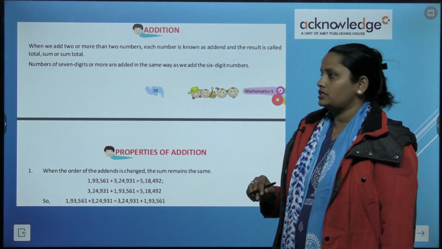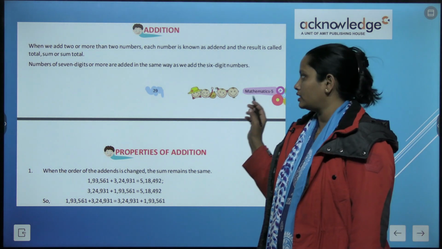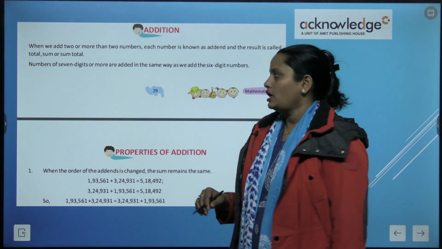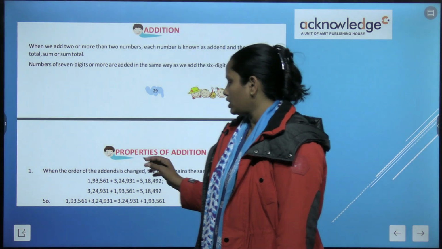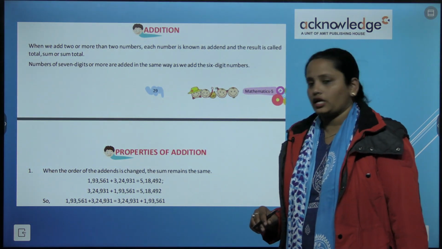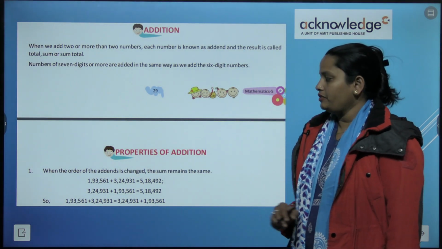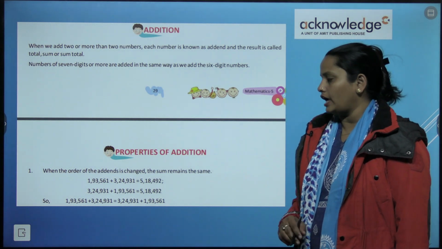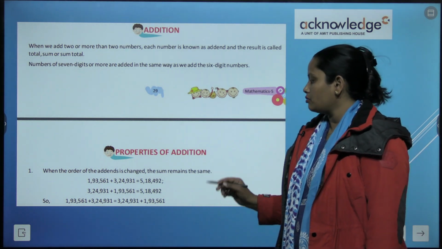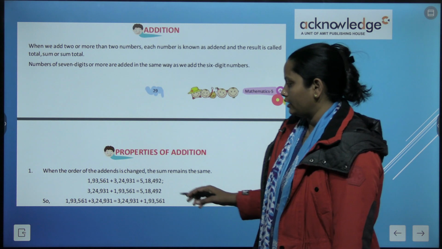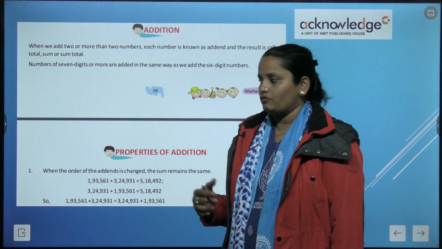And we add the 6 digit numbers. Now what are the properties of addition? When the order of the addend is changed, the sum remains the same. अगर हमने addend के order को change कर दिया तो भी sum वही रहेगा.